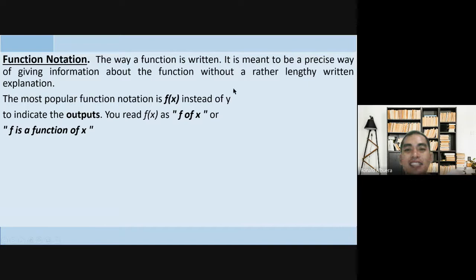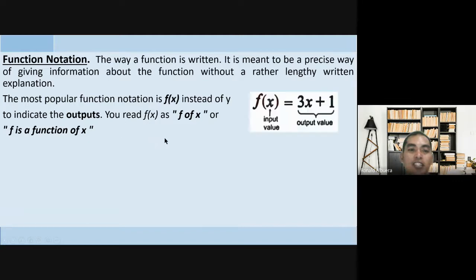Instead of writing y, we use the name of a function, which is f, or we can use other letters, g, h, i, j, m, n. Okay? So that's the name of the function with the independent variable x or input. This is read as f of x, or f is a function of x. We have the example, y equals 3x plus 1. We replace y by f of x.